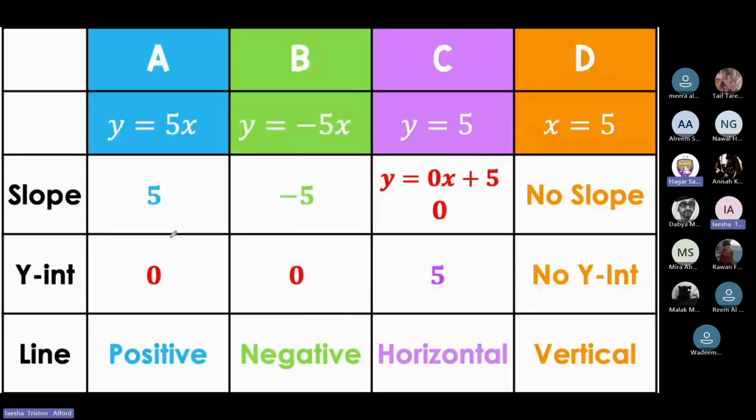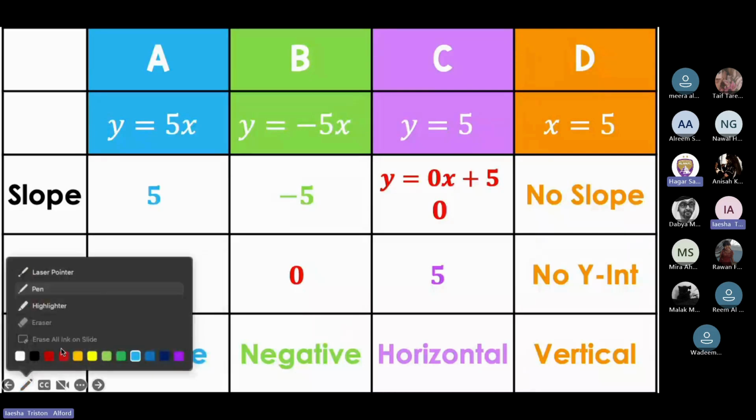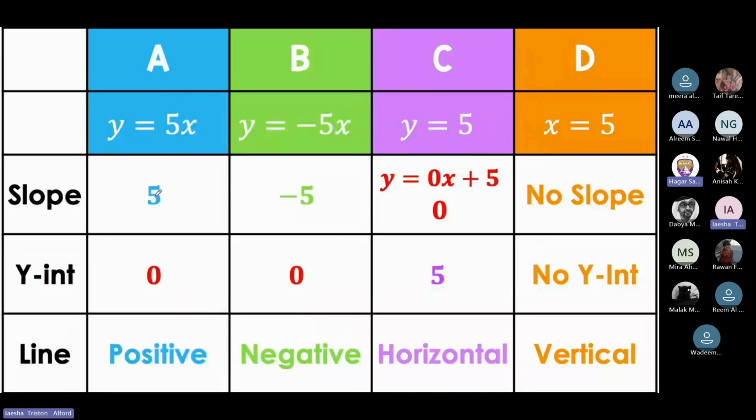So remember, we have 4 different equations we can write. This one is y equal positive 5x. It means that your slope should be positive 5 and your y-intercept should be 0. How do you know that it is 0? Because you do not have plus any number here. If there is no number here, you should write 0 for the y-intercept. Remember that the slope and the line should match. If this one is positive, the line should be positive. So the line has to go up from left to right.